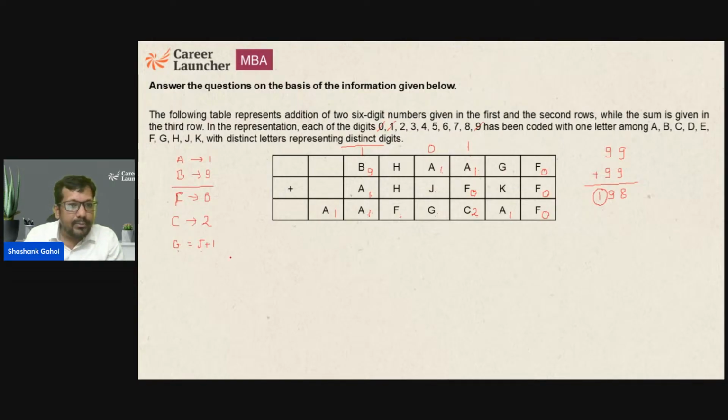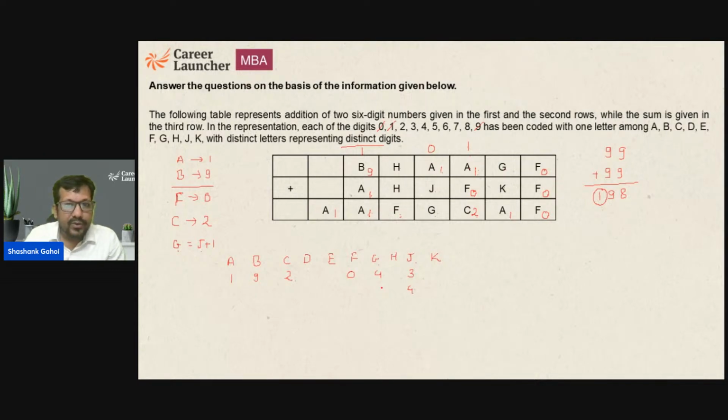Okay. So I am writing all the digits A, B, C, D, E, F, G, H, J and K. So A is 1, B is 9, C is 2, D I don't know, E I don't know, F is 0, and G and J should be consecutive numbers. So they can be 2 and 3, not possible because 2 is already there. Can they be 3 and 4? So if J is 3, G can be 4. That is one case, right?